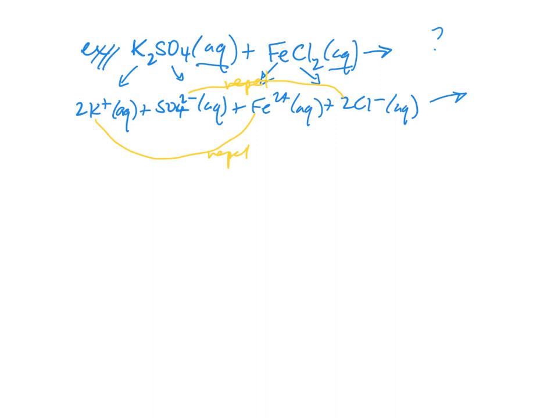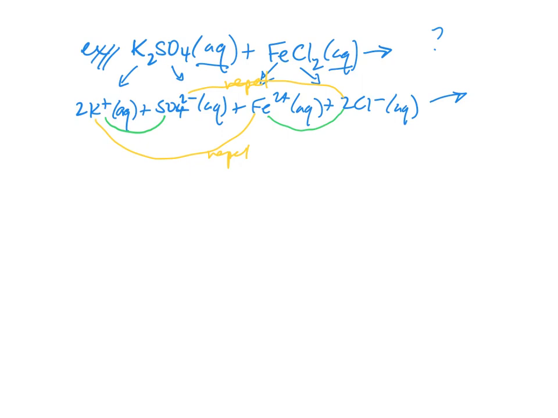So we're not too concerned about those. We're also not too concerned about the interactions between things that we already know don't do anything, because we know that K plus and SO4 don't do anything. We know that Fe2 plus and Cl minus don't do anything because they already didn't do anything, and that's why they ended up being aqueous in the first place.